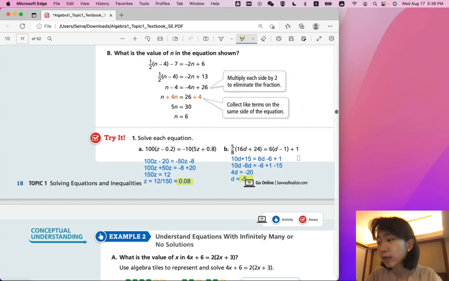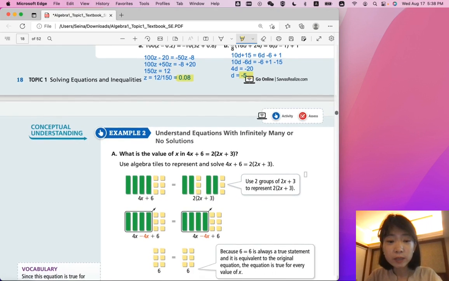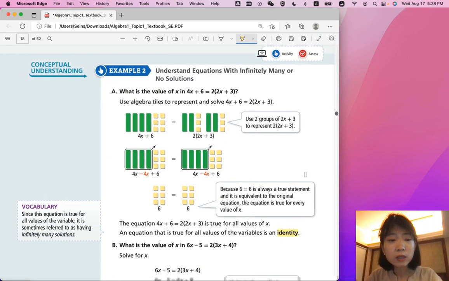Okay, let's look at example 2. Understand equations with infinitely many or no solutions. Part A, what is the value of x in 4x plus 6 is equal to 2 times parentheses 2x plus 3? You can look at the algebra tiles to represent and solve this equation. For x is represented as the long green tiles and it's positive. So 4x is 1, 2, 3, 4, plus 6, yellow, is representing the positive ones.